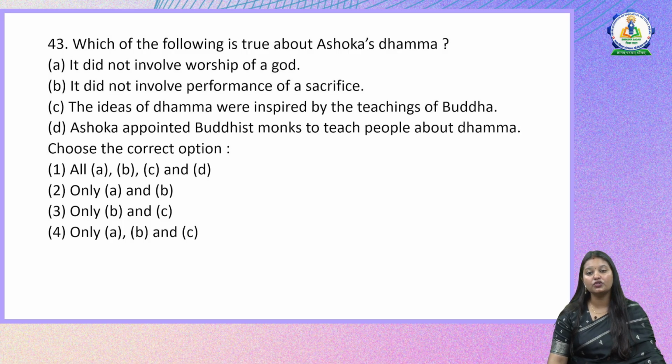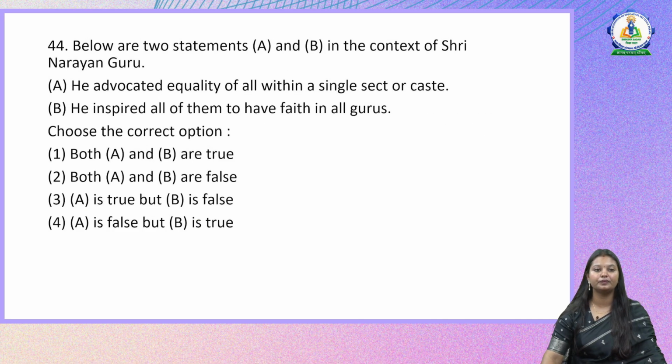When it comes to Ashoka's Dhamma, 3 of the statements here are true and 1 statement is false, which is the statement D. So the right answer here would be option 4. A, B and C statements are true and the 4th statement is false. Moving on to the next question.